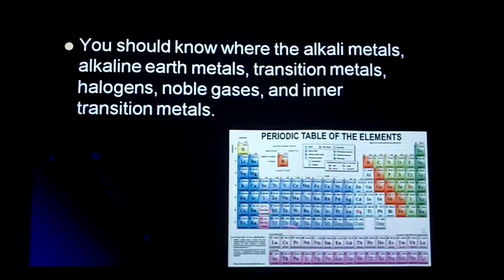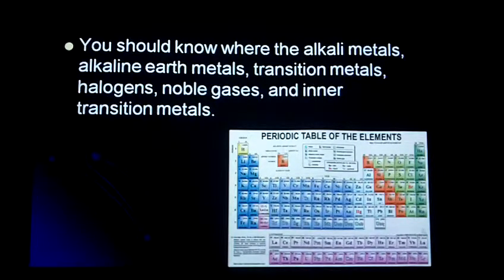Transition metals are this large group. The majority of the periodic table, in fact, are the transition metals. They're this group right here, not including the first two columns, but this group right in here are the transition metals. The halogens are the second to the last group. Fluorine, chlorine, bromine, and so forth are the halogens. Move over one for the noble gases. These are the noble gases. And the intertransition metals are down on the very bottom. These are the intertransition metals. They fit into that slot right there. And so you should know where these are on the periodic table.